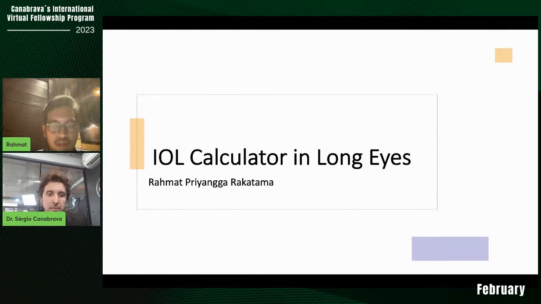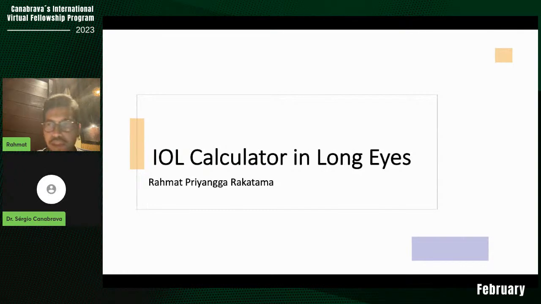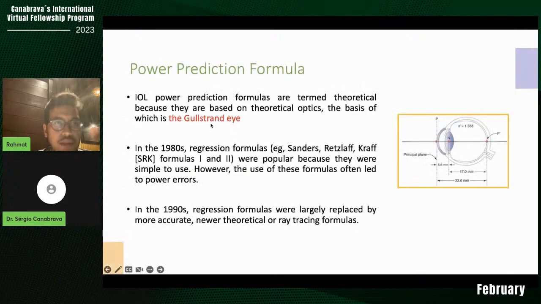Okay, hello everyone. Today I would like to present my oral presentation. First of all, the IOL power prediction formulas are termed theoretical because they are based on theoretical optics, which is the basis of the Gullstrand eye model. In the 1980s, regression formulas like SRK-T formulas 1 and 2 were popular because they were simple to use. However, the use of these formulas often led to power errors. In the 1990s, regression formulas were largely replaced by more accurate theoretical or ray tracing formulas.